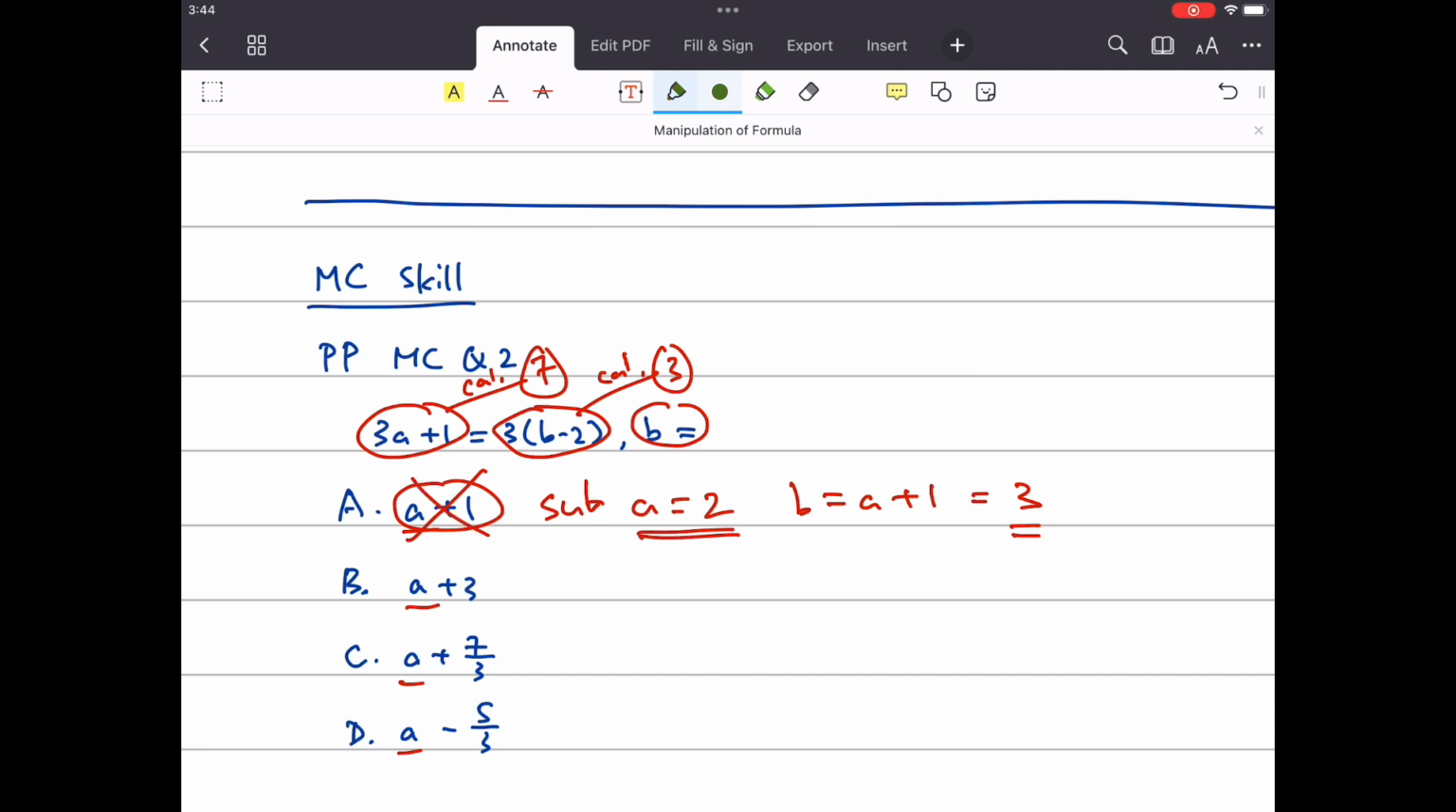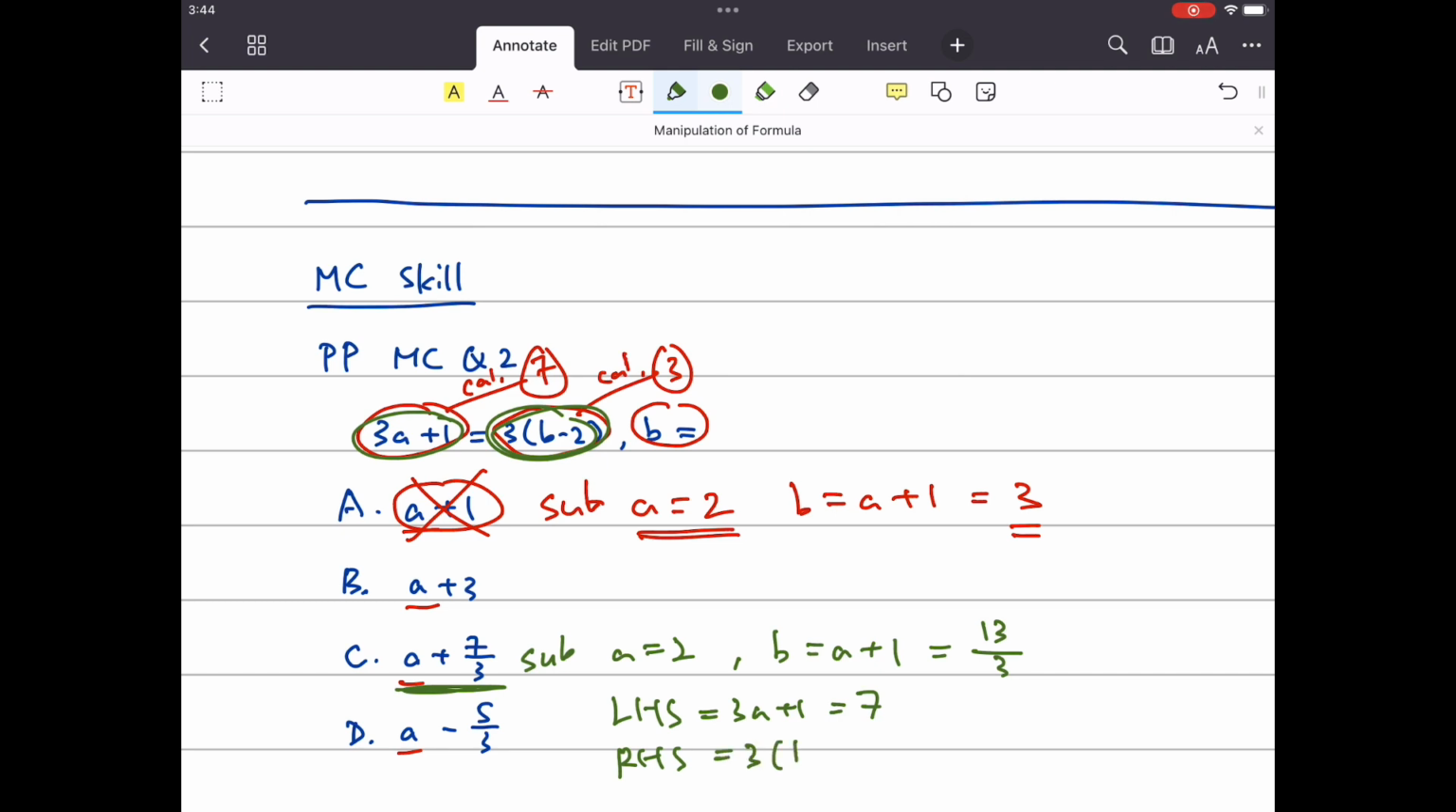We try one by one, and let's say we are trying option C. We put a as 2 and then b equals 13 over 3. We put these 2 values into the 2 sides of the question. For the left hand side, it equals 7, and for the right hand side, it equals 7 as well. Since the 2 values are the same, we are sure that option C is the correct answer.